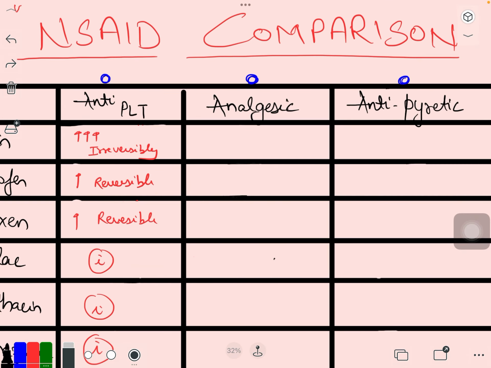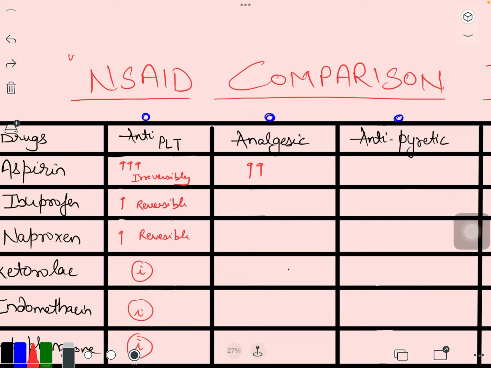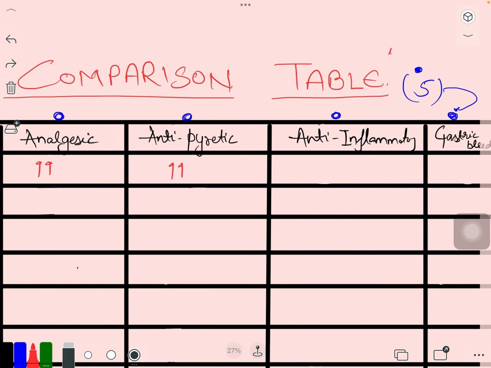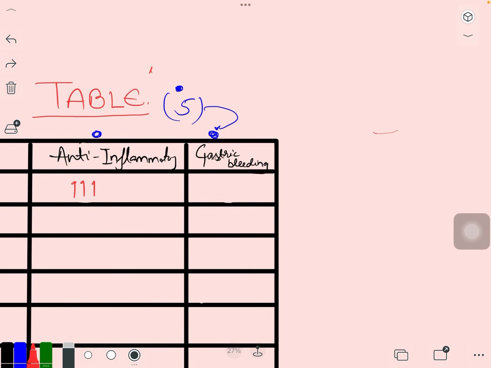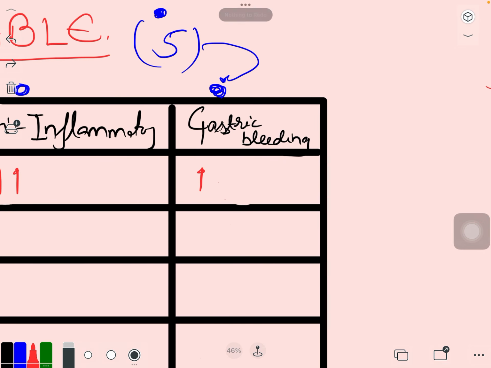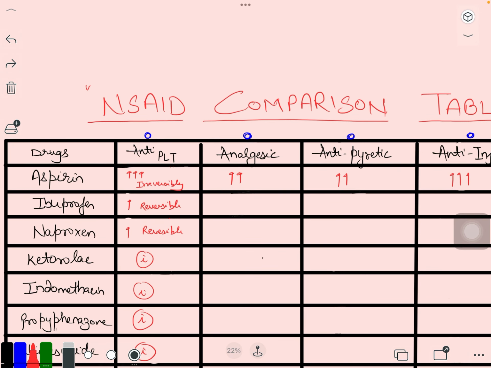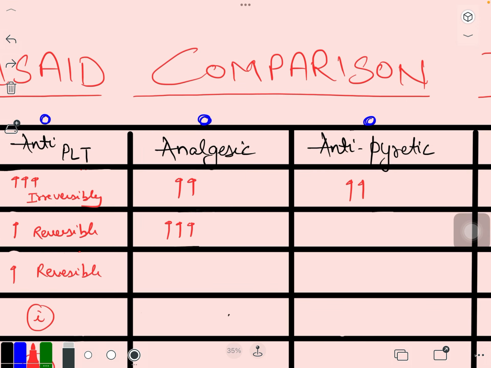So, analgesic property. For the analgesic property, aspirin has moderate analgesic property. It has a moderate antipyretic property, right? For the anti-inflammatory, it has a high anti-inflammatory effect, and it has a very high risk of causing gastric bleeding. Next is ibuprofen. Ibuprofen has much better power for analgesia. Okay, so 3 is sufficient, right?